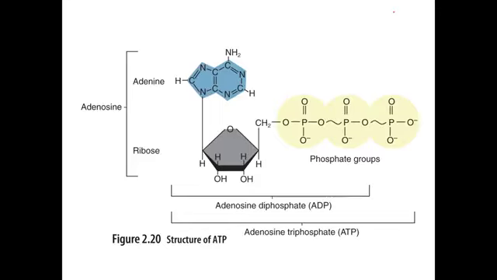So this is the structure of ATP, adenosine triphosphate. Adenosine is made out of adenine together with ribose, joined by a nucleosidic bond, and it has a phosphate group on the tail end. If there are only two, it is called diphosphate. If it is three, it is called triphosphate.